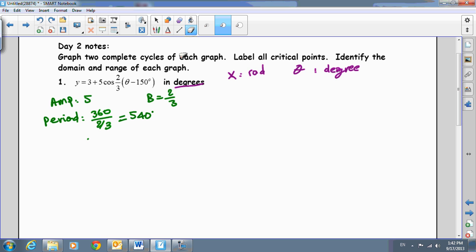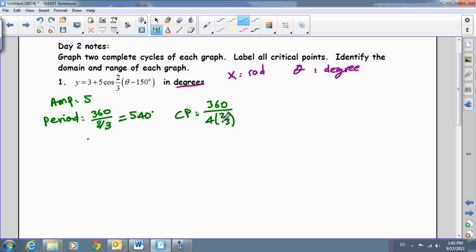Let's also look for the critical point. To find the critical point, all you have to do is say critical point is equal to, I will put it right next to the period, 360 over 4b, meaning 4 times 2/3. You do not need a calculator for this. You can first simplify the 360 over 4 to say this is 90 divided by 2/3. Copy, change, flip: 90 times 3 divided by 2, and that should give you 135 degrees. In other words, your x-axis will be labeled from 0 to 135. After 135, you will keep on going.